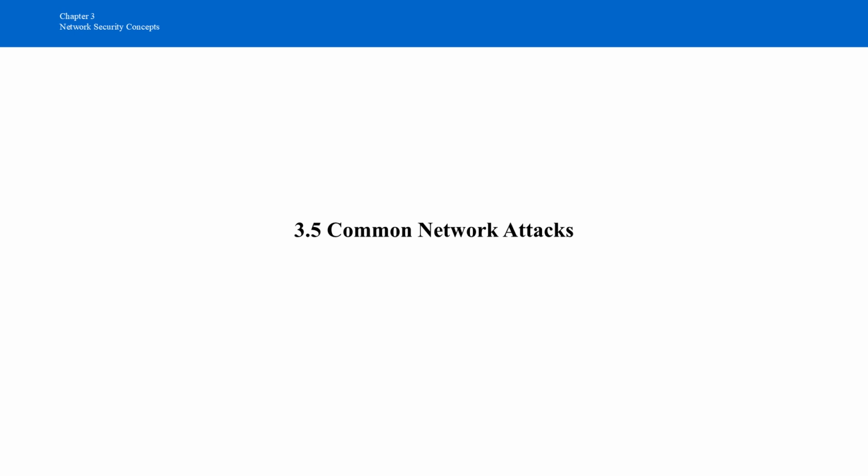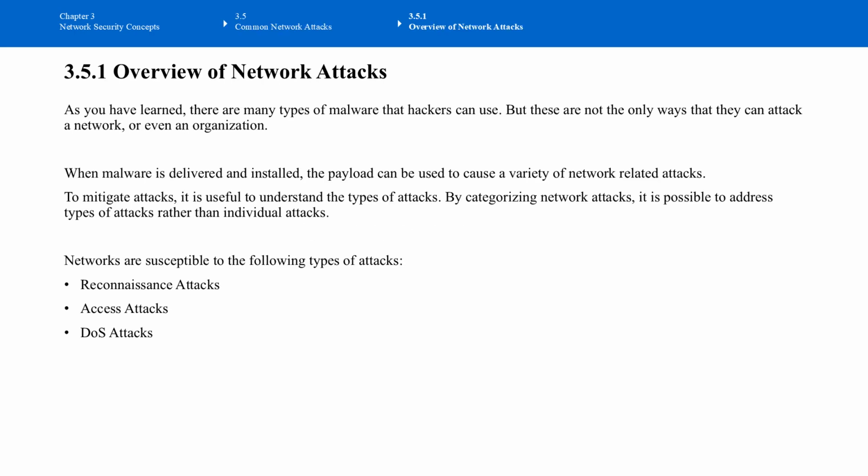3.5 Common Network Attacks. Malware is only one way attackers can compromise a network. Once malware is installed, its payload can be used to perform many different types of attacks. A payload is a part of the malware that actually performs the malicious action. Instead of memorizing every individual attack, we can organize network attacks into three major categories.